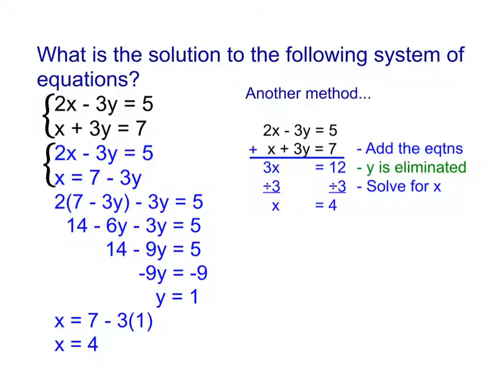Now you notice what that accomplished for me. After I added them, I ended up with one equation with one variable. That's what we are wanting. We're wanting just one equation with one unknown. Because if I can do that, then I can solve it. And so you notice, I'm getting x equals 4. All right, but just like before, once I know what x is, I still am going to have to figure out what y is.